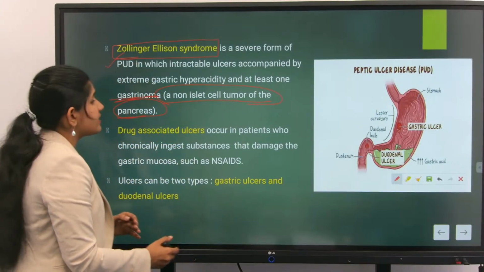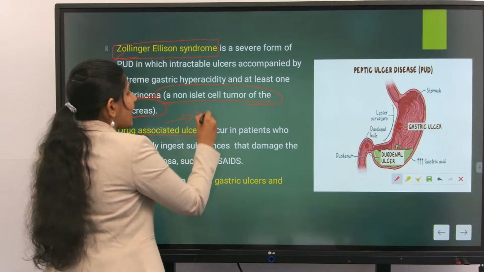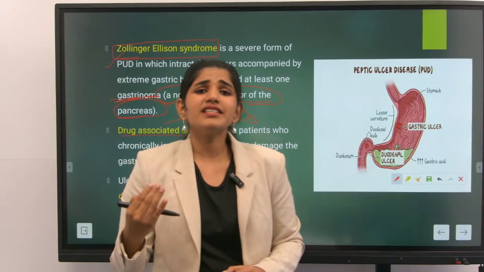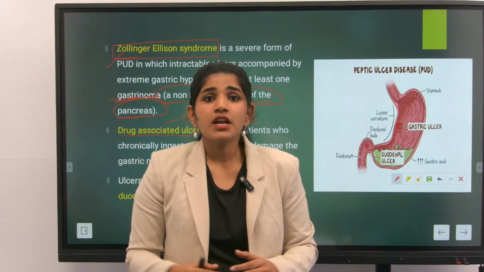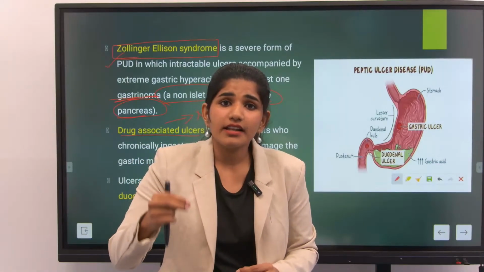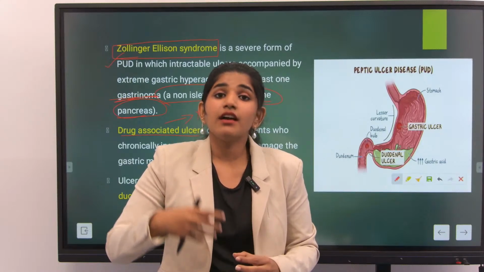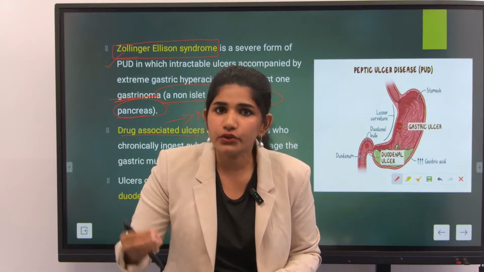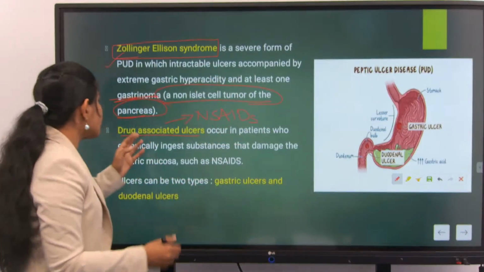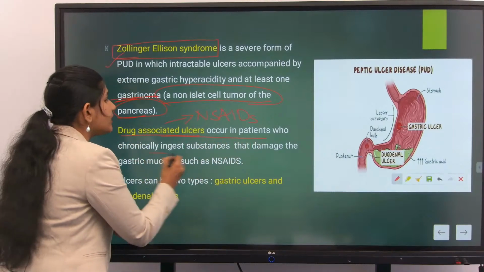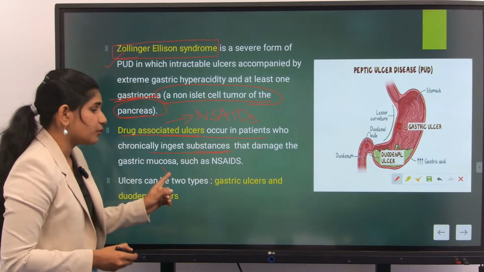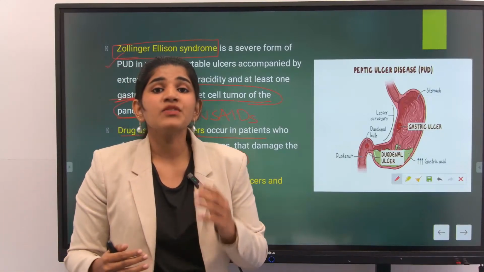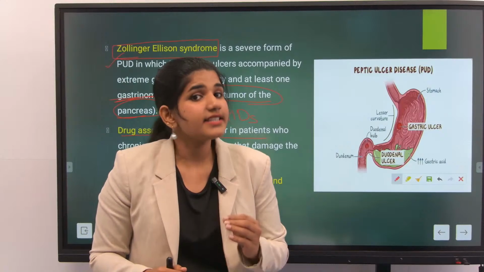Okay. Next one is drug-associated ulcers, which we can also call NSAID-associated ulcers. What are these? These ulcers come when we use a particular drug a lot, especially due to chronic use of an NSAID. This occurs in patients who chronically ingest substances that damage the gastric mucosa, such as NSAIDs. So we call them drug-induced ulcers or NSAID-associated ulcers.